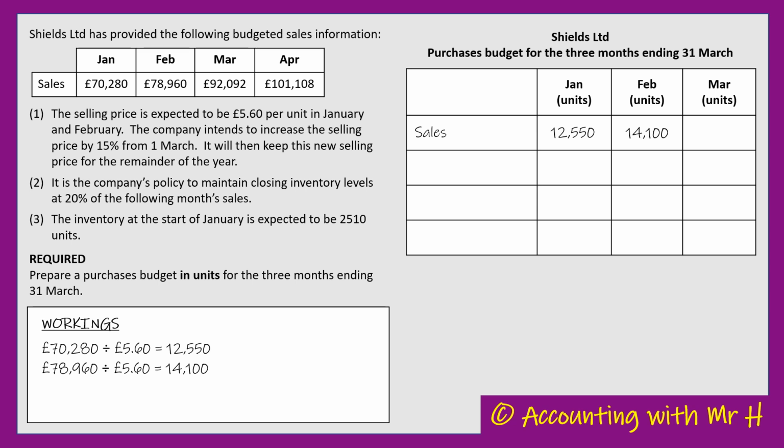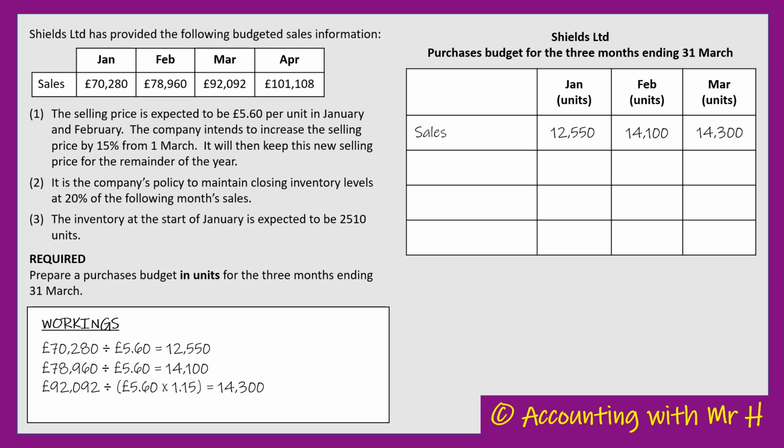And then March, if I just go back to that point one again, it told me the company intends to increase the selling price by 15% from the 1st of March. So I've got my budgeted revenue for March is £92,092. But at this time, I need to divide that by the new selling price. So £5.60 plus 15%. So you can see I've done it as a decimal working there, or you could work out the new selling price. So add 15% onto £5.60, which is £6.44, and then divide that into 92,092. So we now know then the budgeted sales for March in units is 14,300.